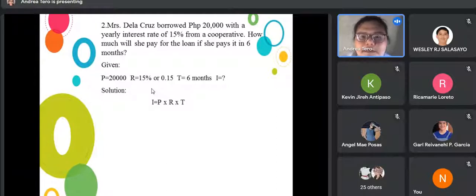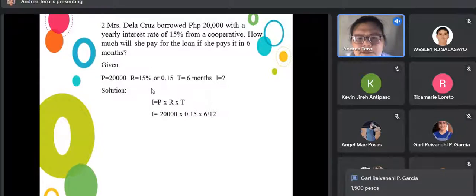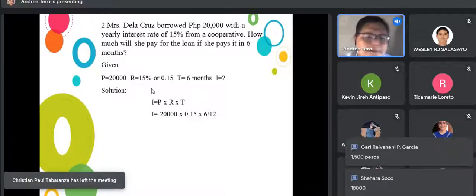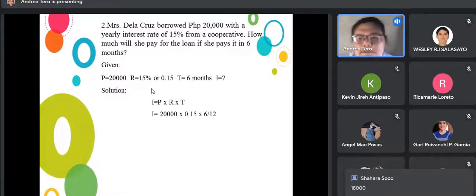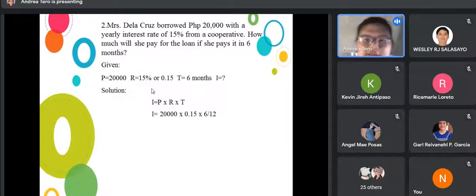Same formula for interest, it's P times R times T. You substitute I is equal to 20,000 times 0.50 times... In this one, she pays it in 6 months. Your interest rate is per year. Next, class. Yearly interest rate is 5%. And her time is 6 months.